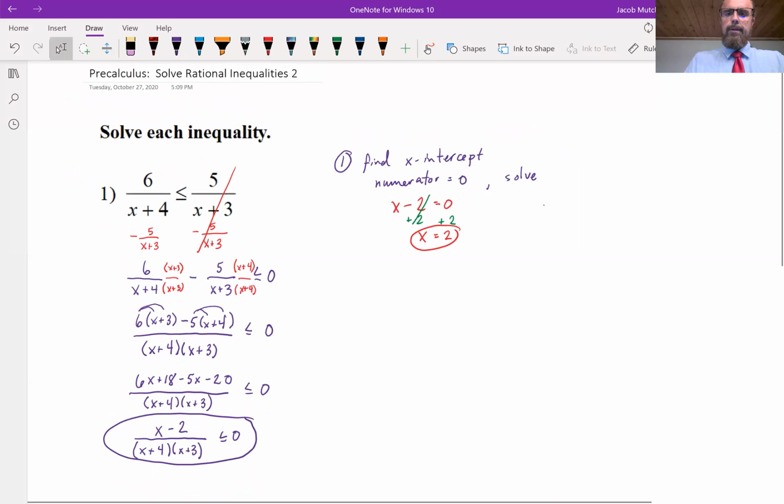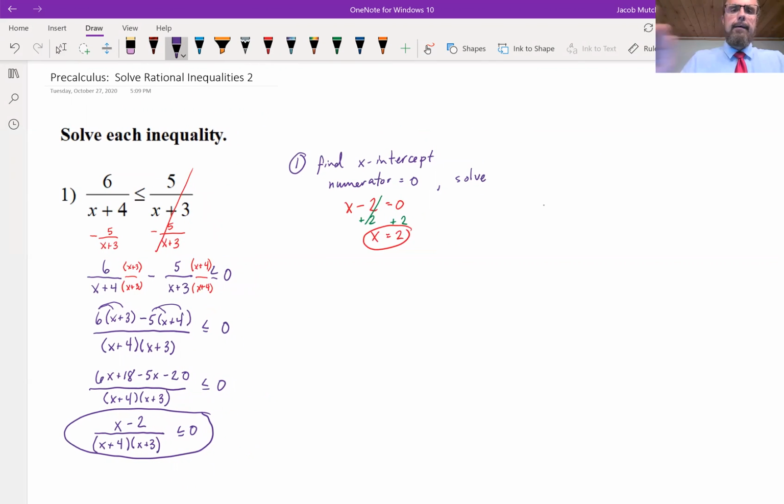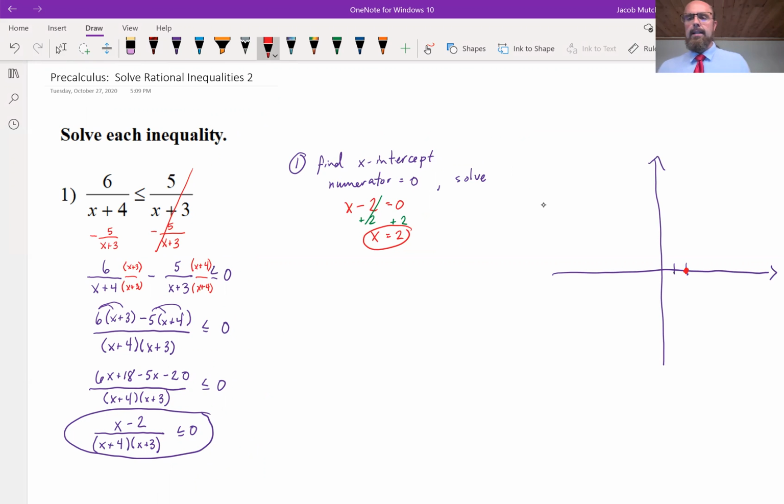So what I'll do is I'm going to start to graph this over on the side with these essential points. So there I'm going to find 1, 2, and I've got an x-intercept. So the graph is crossing through at the x-axis there at 2.